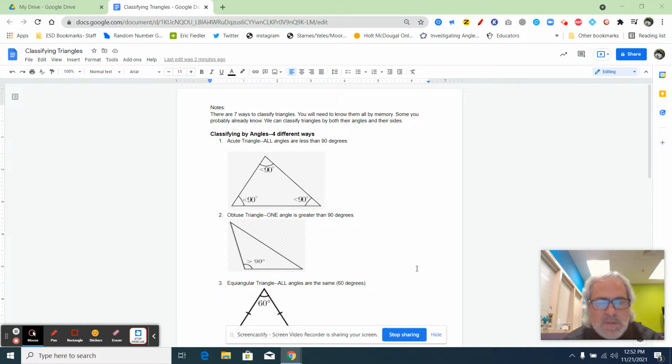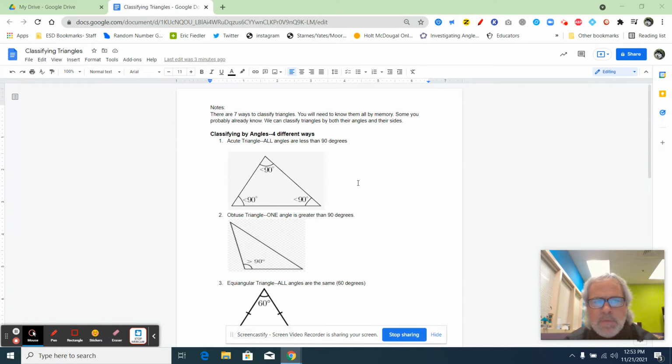It says on the sheet that you're looking at, there are 7 ways to classify triangles. You need to know them all by memory. Some of them you probably already know. We can classify triangles by both their angles and their sides. So you can classify them by just their angles, just their sides, and sometimes you'll be asked to do both if you can. In fact, we'll have a worksheet or practice questions on Monday or Tuesday that have you practice that. So looking at the screen, number one, acute triangles: all angles are less than 90 degrees, all three of them.